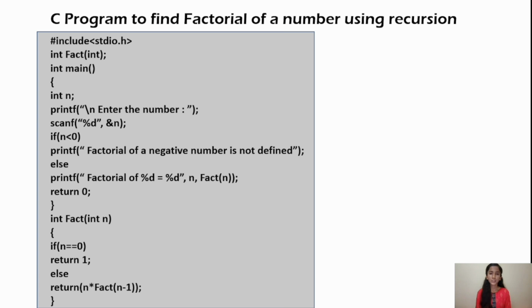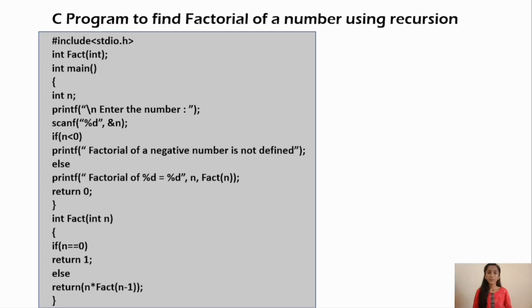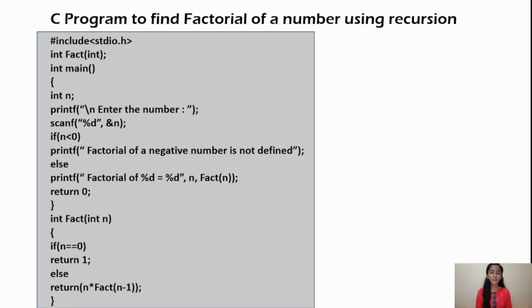Now the function is called. So whenever the function is called, control is transferred to the function definition. Now let's look into the function definition part. We know that the return type is int, that is integer type, and the function name is fact and the argument is int n. We also know the logic behind finding the factorial of a number.